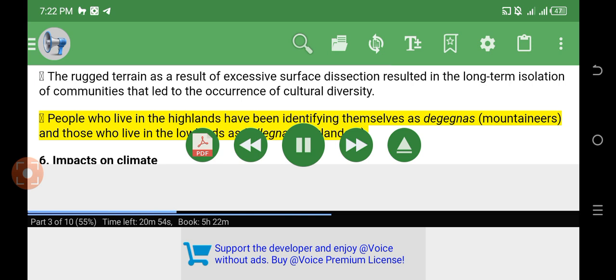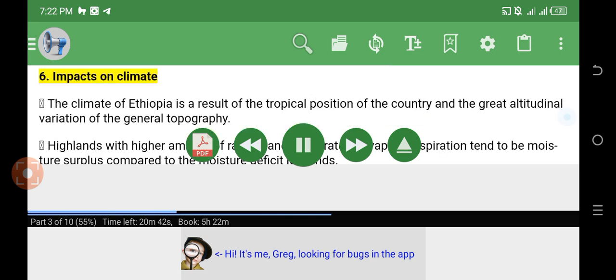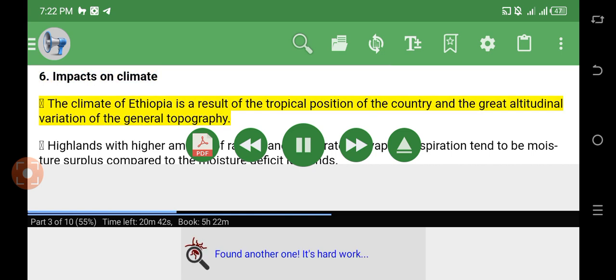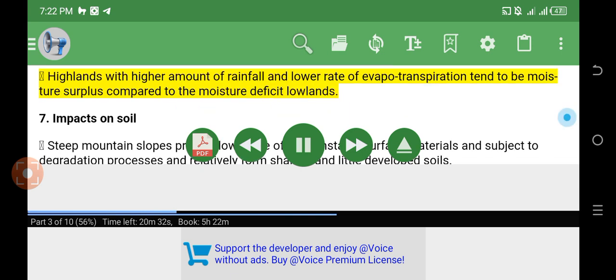6. Impacts on climate. The climate of Ethiopia is a result of the tropical position of the country and the great altitudinal variation of the general topography. Highlands with a higher amount of rainfall and lower rate of evapotranspiration tend to be moisture surplus compared to the moisture deficit lowlands.